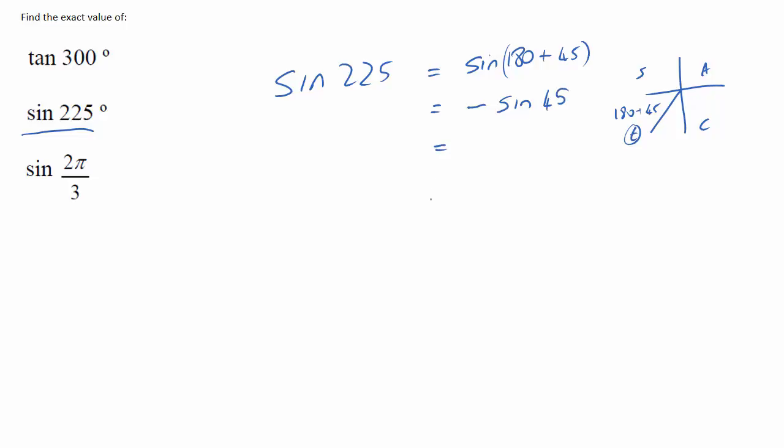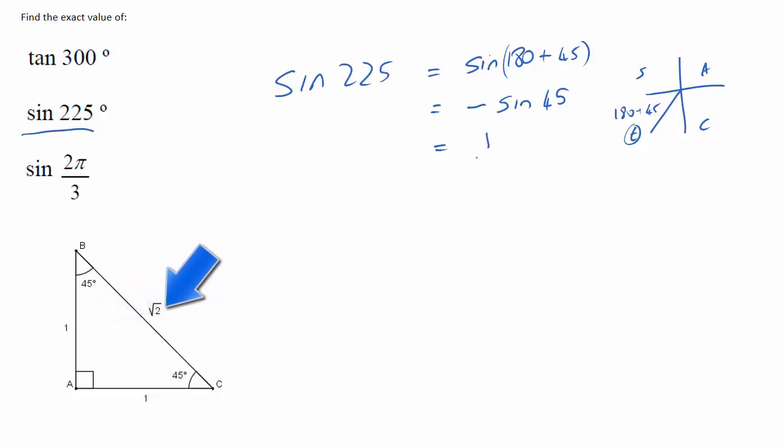We go to our special triangle. Sine is opposite over hypotenuse. So we can tell then it's going to be 1 over root 2. Again, we're in the third quadrant, so it's going to be negative. Similarly to the first question, use your calculator, check that you got it right. There's no point in not using a calculator to see that you're on the right track with this.